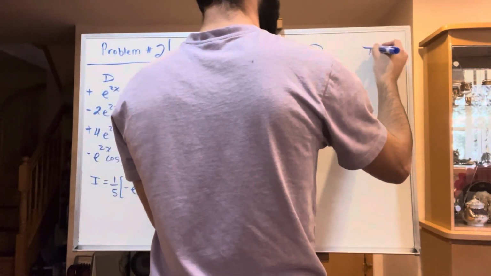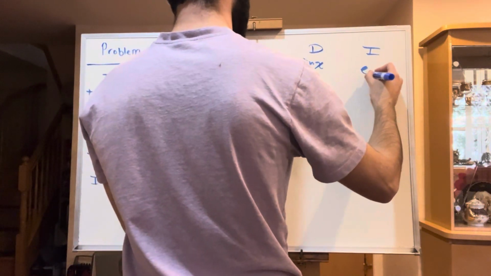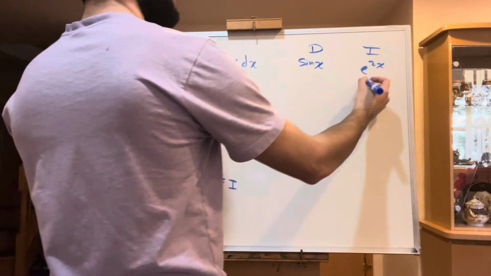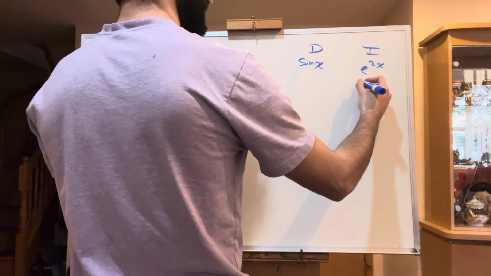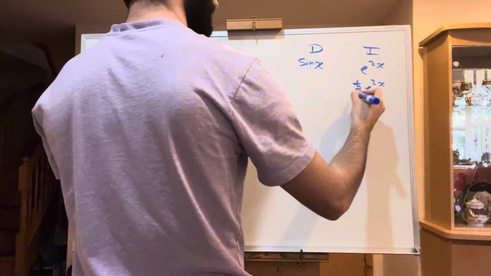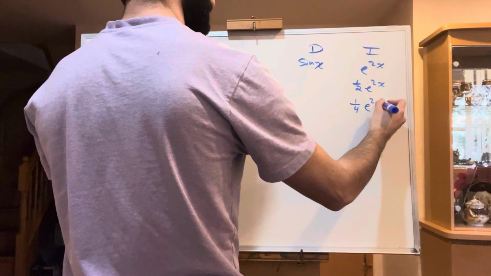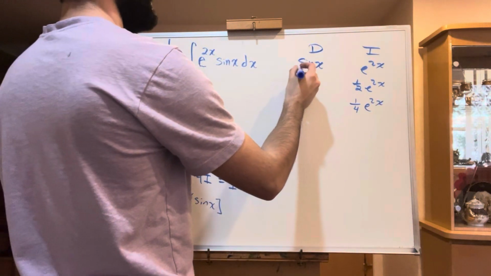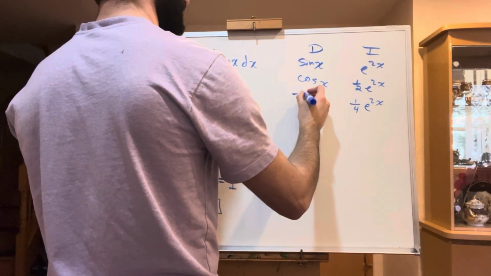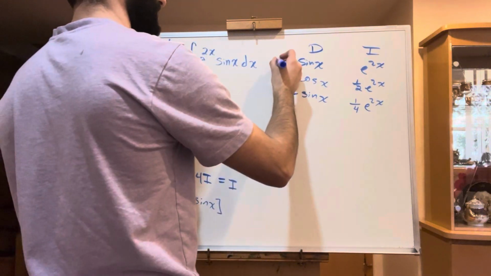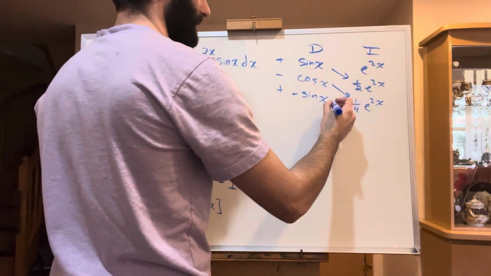So d is sine of x. I is e to the 2x. Integral of e to the 2x is 1/2 e to the 2x, and then 1/4 e to the 2x. And then derivative of sine is cosine, and then derivative of cosine is negative sine. Okay, plus, minus, plus, multiply, multiply, multiply.